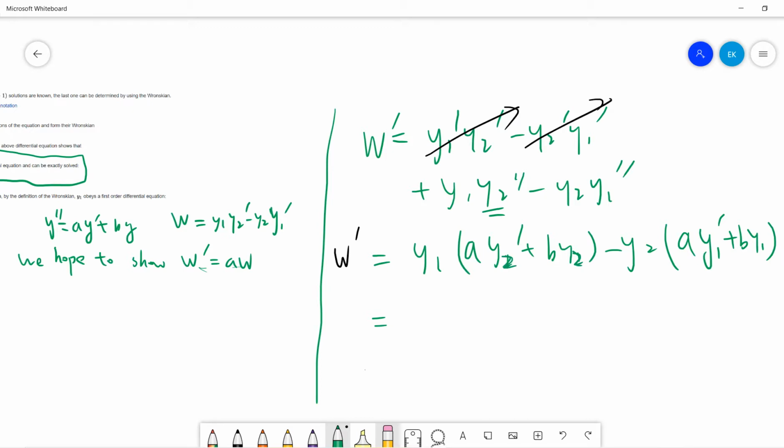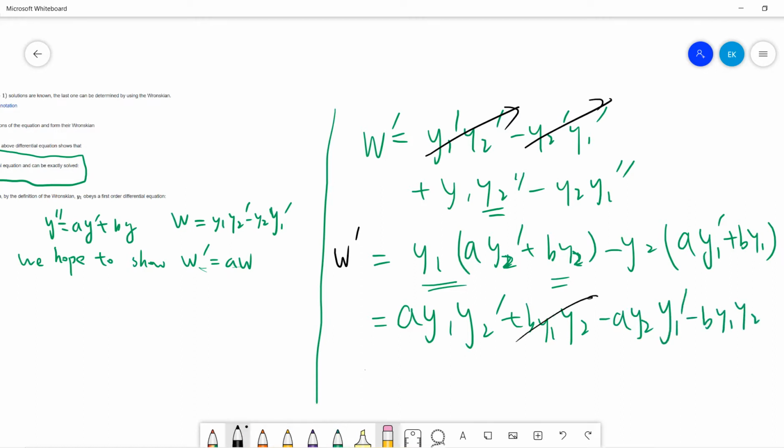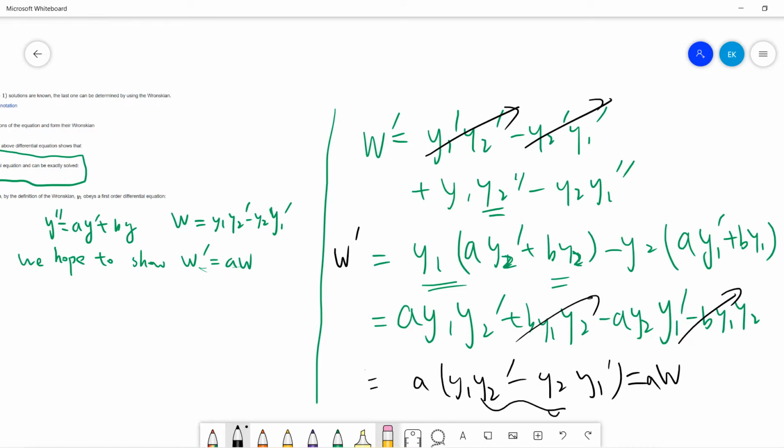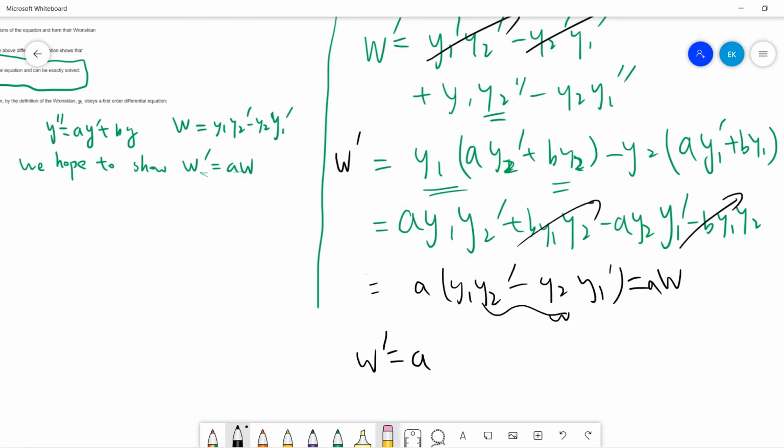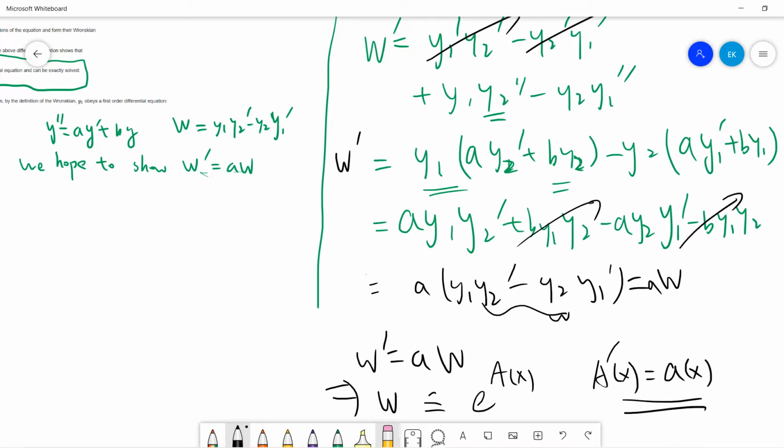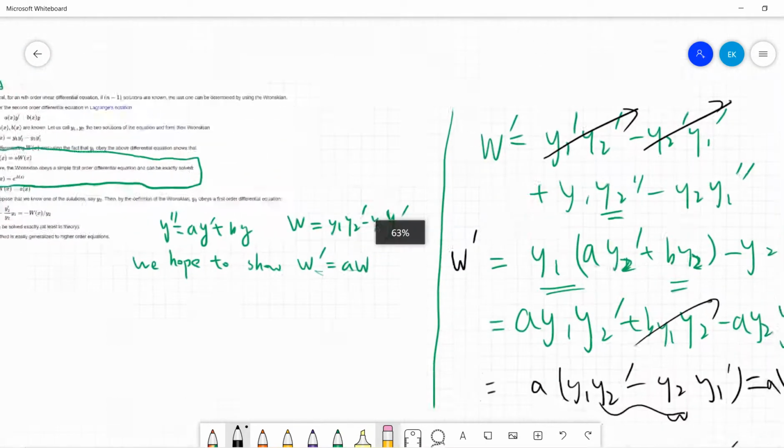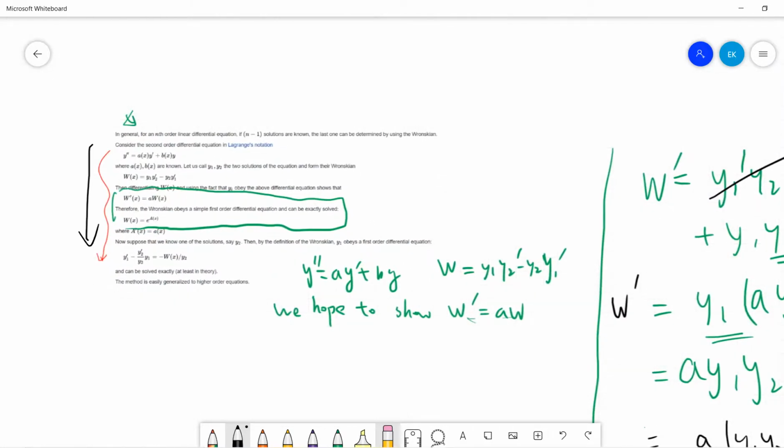So we have a y1 y2', and this is b y1 y2, minus a y2 y1' minus b y1 y2. So these two terms also cancel. We get a(y1 y2' - y2 y1'), and you see this is exactly W. So now we have W' = aW, so W equals exp(A(x)), where A is the antiderivative of the lowercase a(x). So this is the idea.